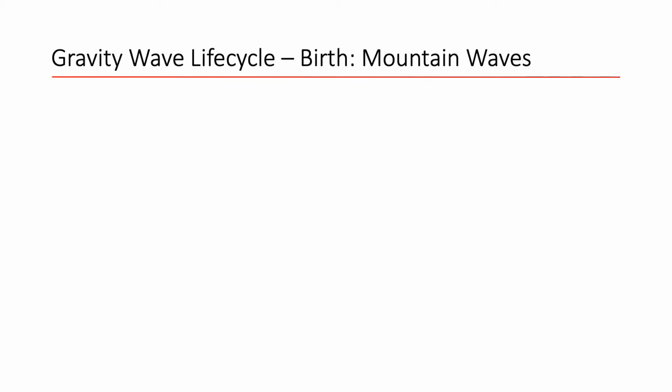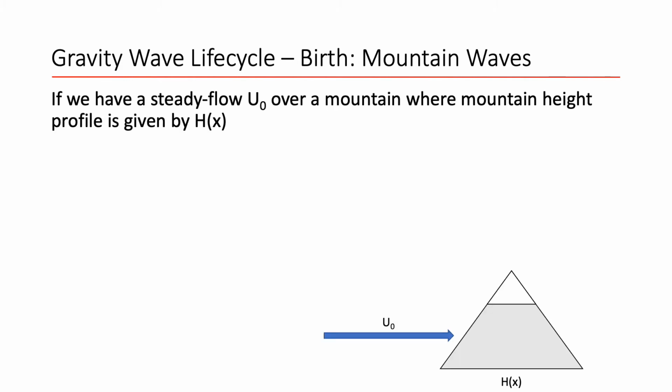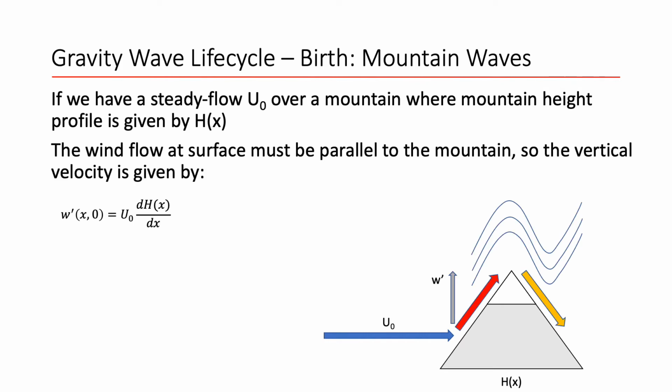So let's talk a little bit more about mountain waves. If we imagine a steady horizontal flow over a mountain where the mountain height profile is given by h of x, we know that the flow must be parallel to the mountain, and so the air is lifted over the mountain, and the vertical velocity can then be described by the horizontal flow times the gradient of the mountain profile itself. And it's this vertical lifting of the air which gives rise to the gravity waves.